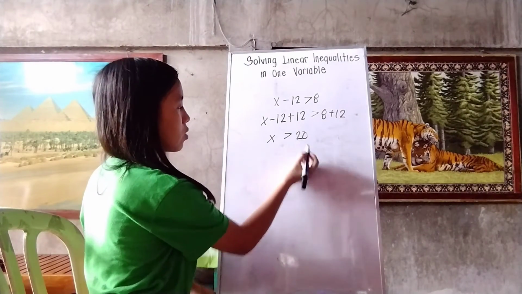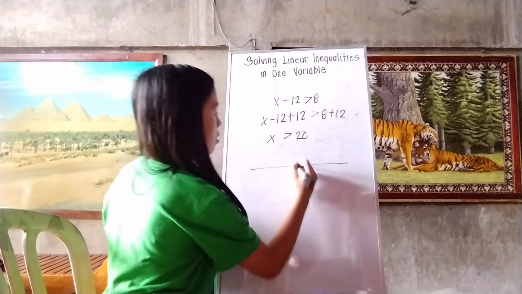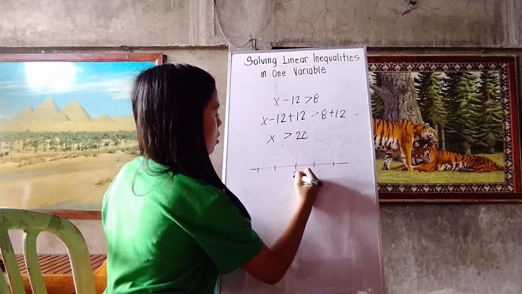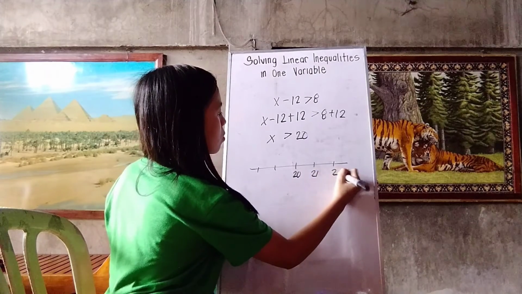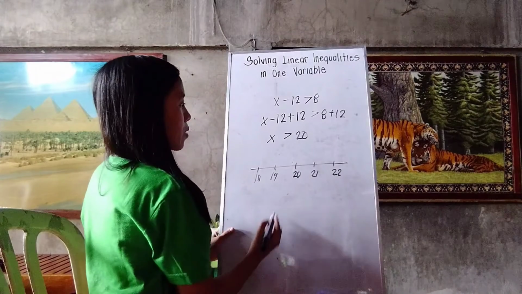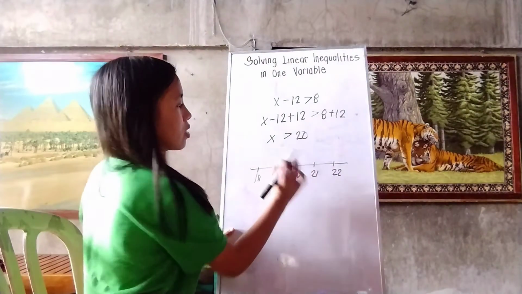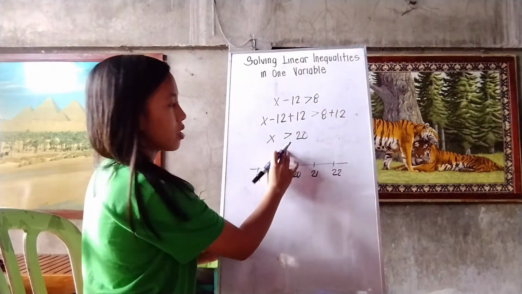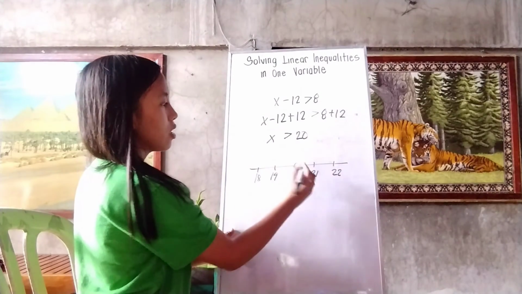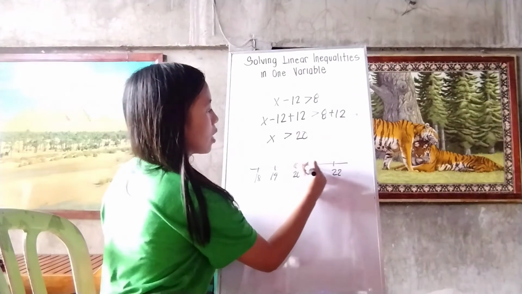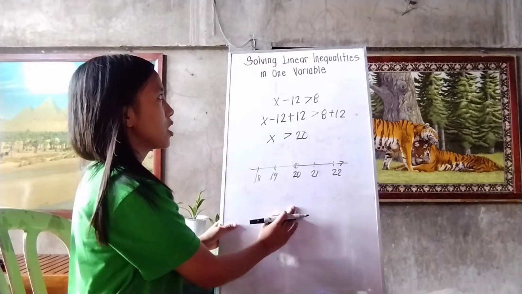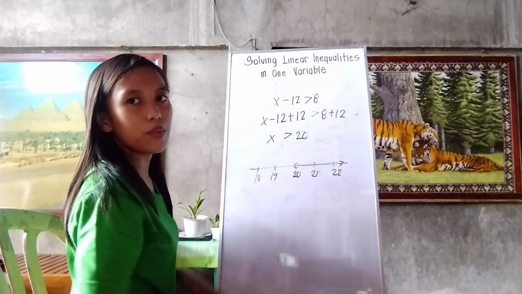Because x is greater than 20, let's graph this one: 18, 19, 20, 21, 22. Because this is greater than, this is an open circle. And because x is greater than, the arrow is going to the right side. And this is one of the examples in linear inequalities in one variable.